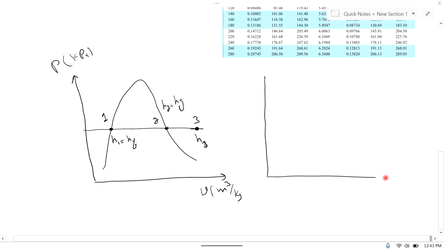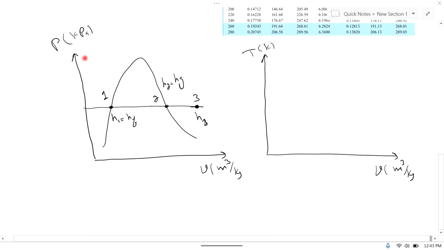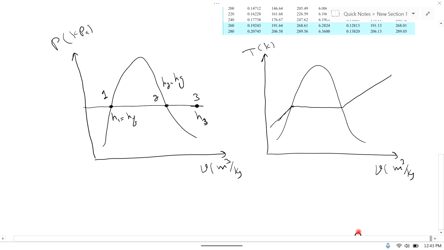Similarly, we can draw it on a TV diagram, temperature in Kelvin and volume in meter cube per kg. This is the saturation curve, and the constant pressure line on the TV diagram is like this. This is point 1, where H1 is equal to Hf, this is point 2, where H2 is equal to Hg, and this is point 3, where H3 is found. So first we find H1, H2 and H3.